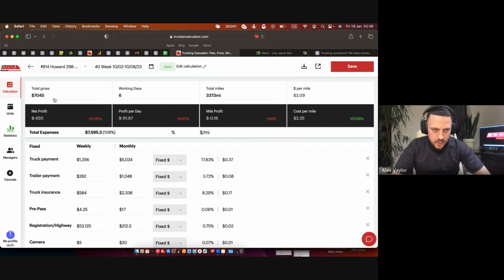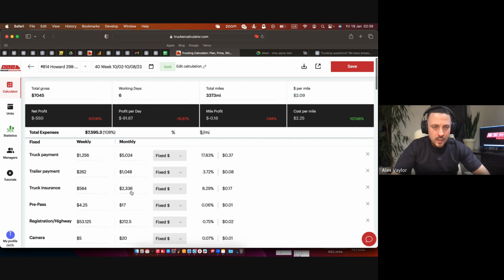So we see the truck payment is 1,256. The monthly payment for this truck is extremely high, the highest in the fleet, $5,000. I literally saw this number only with Vladimir. The max that I saw with other companies is 4,000. Vlad has one truck that he's paying monthly $5,000, so that's definitely a high rate. Trailer payment is only $1,000. That's a good one.